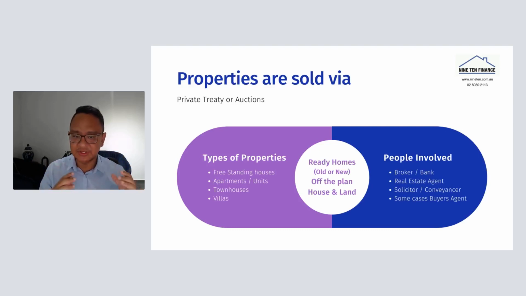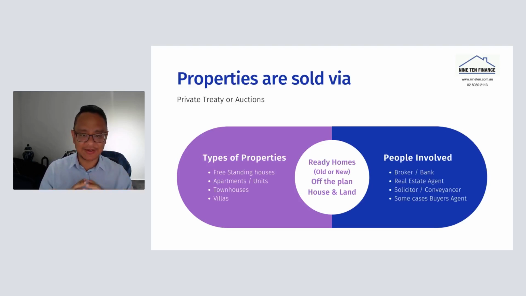With apartments and units, there is strata involved, so be mindful of that. Townhouses and villas are very similar. They are a set of houses within a compound, and they have a strata component as well. Some people who can't afford houses go for townhouses or villas in a certain suburb, and an apartment is an option as well for them. So those are the types of properties.